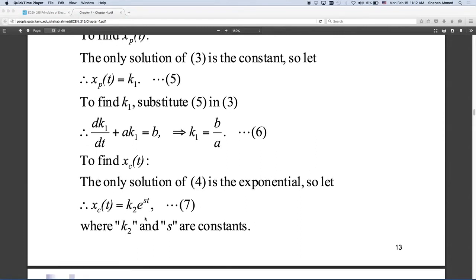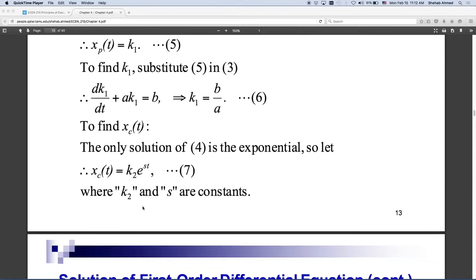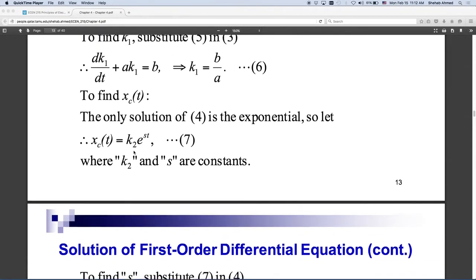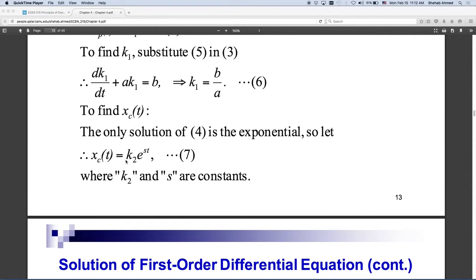This is the case where it's a homogeneous equation. The right hand side is 0. We said the solution to that is the exponential, right? So it's k2 e to the st. So we'd like to find what k2 is equal to and what s is equal to. That's one of the objectives that we have. So in that case, we need to go back and substitute in the original equation.